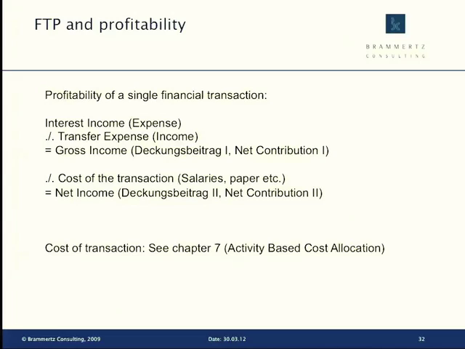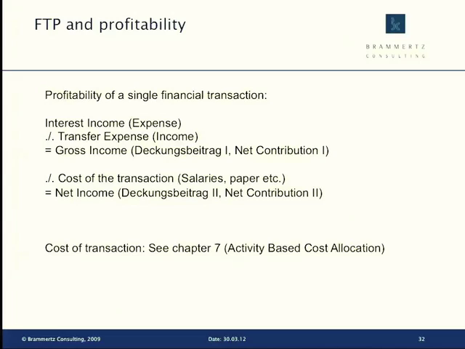So that's actually the calculation. What we calculate with that is the Deckungsbeitrag 1, net contribution 1. I think in English the term is not so established. In German it's very much established. Deckungsbeitrag 1 is the raw income which you have without any overhead and so on, so for your direct costs and the rest.